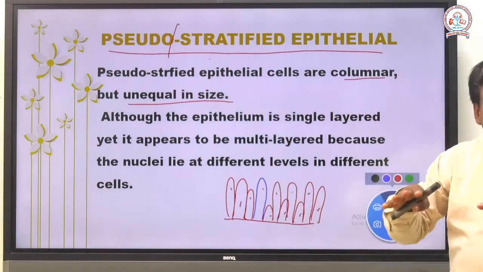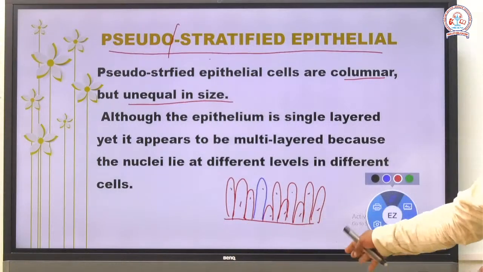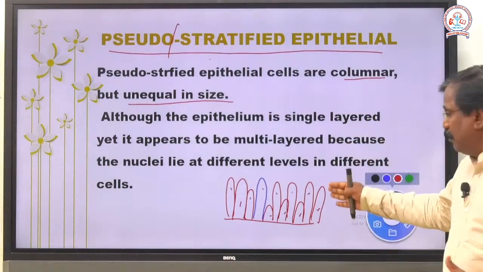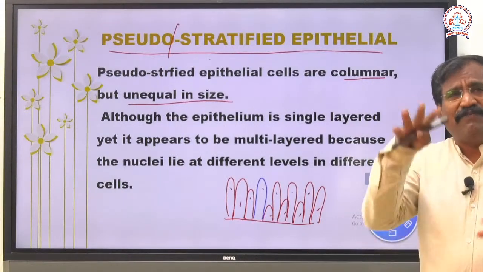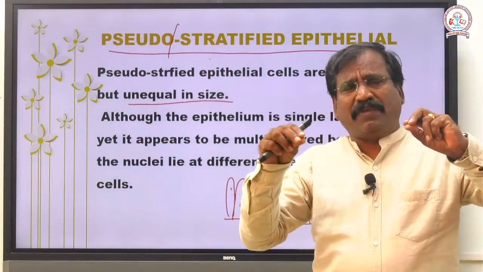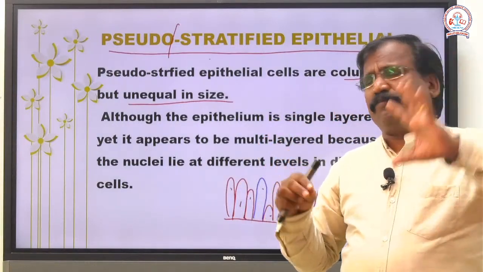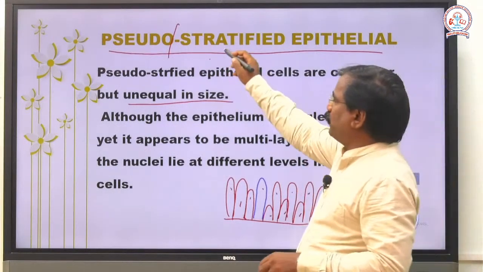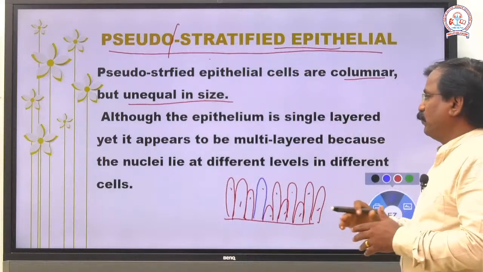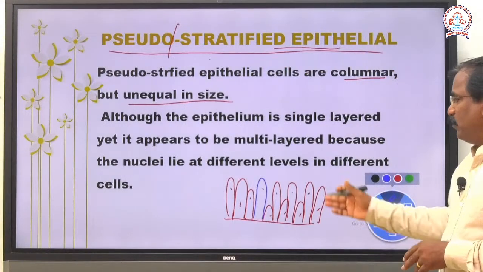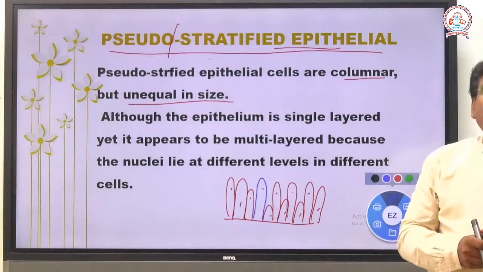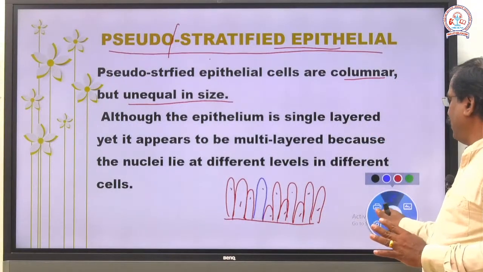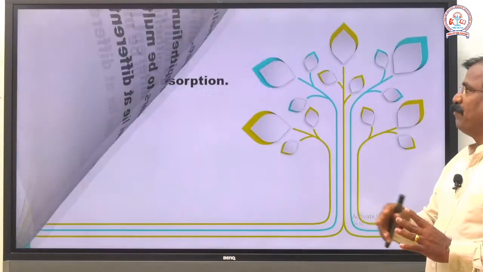It's looking like many layers, multi-layer, but basically it's a single layer because of the unequal length and the distribution of the nuclei at various heights. It looks like stratified. So that's why this is called pseudo stratified.